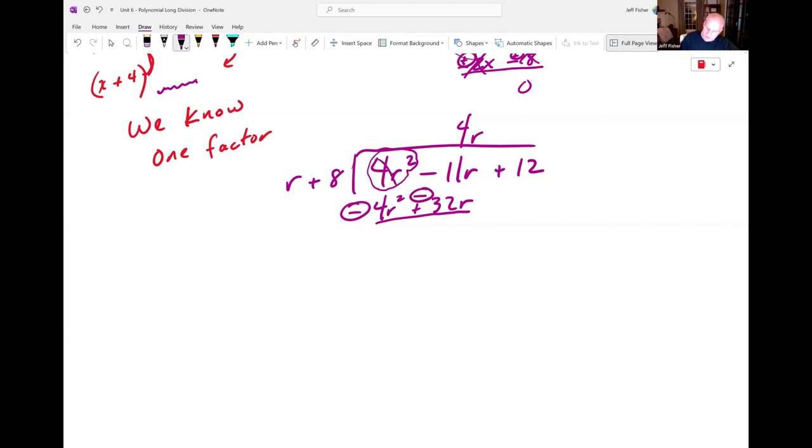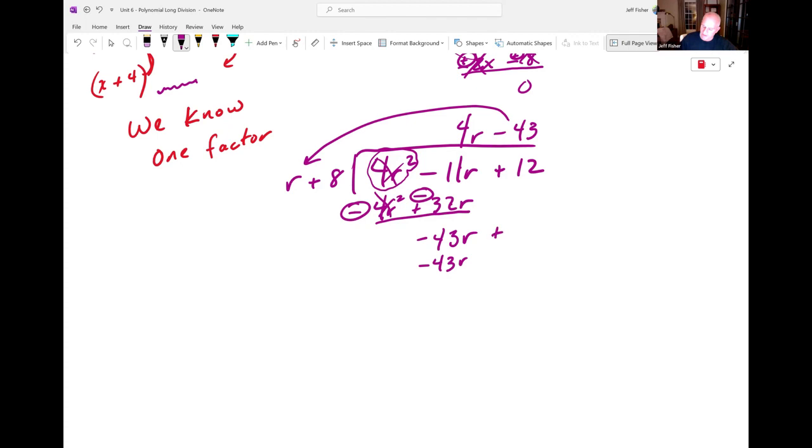And these 4r's go away. They become 0. 4r squared minus 4r squared is 0. Okay, this is 0, but I won't write the 0. And then negative 11r and negative 32r is negative 43r. Now we say, what do we multiply r by to get negative 43r? Well, we multiply it by negative 43. Negative 43 times r is negative 43r.